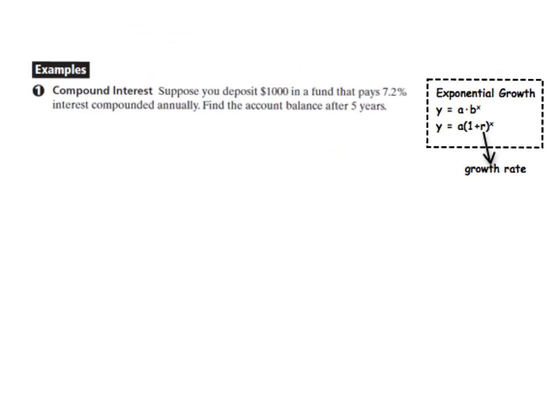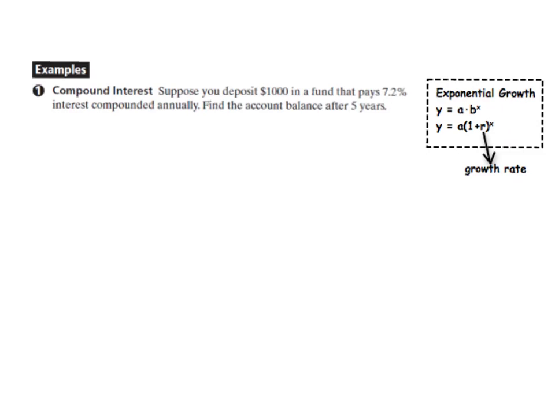Alright, so number 1, compound interest. Suppose you deposit $1,000 in a fund that pays 7.2% interest compounded annually. Find the account balance after 5 years. So notice this is an exponential growth problem, where y equals a times b to the x power, where y equals a times 1 plus r. Notice the 1 plus r represents the growth rate raised to the exponent.